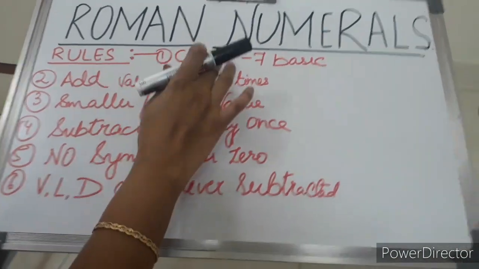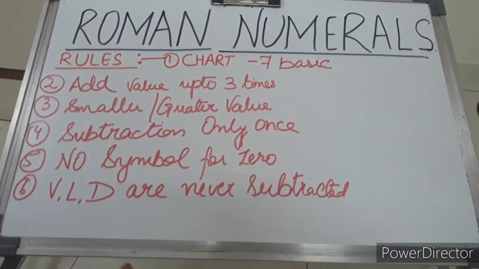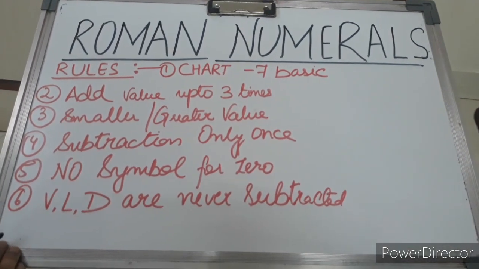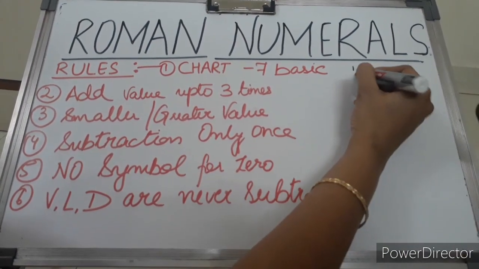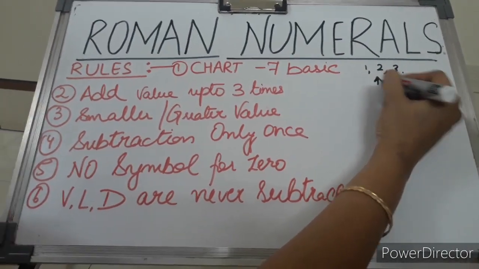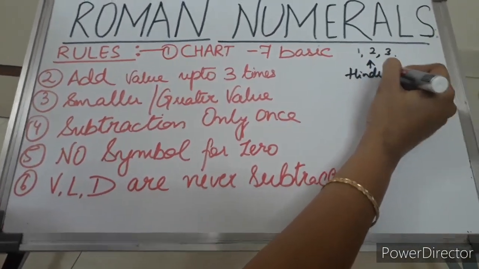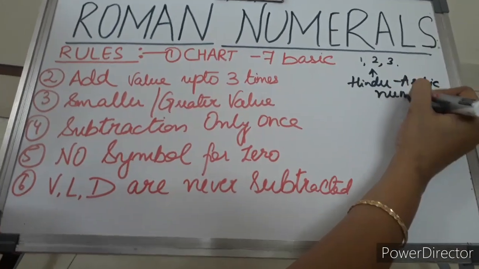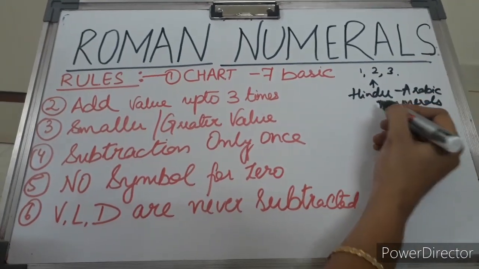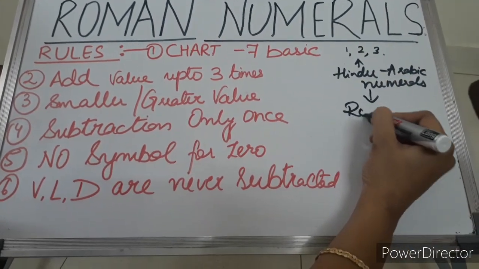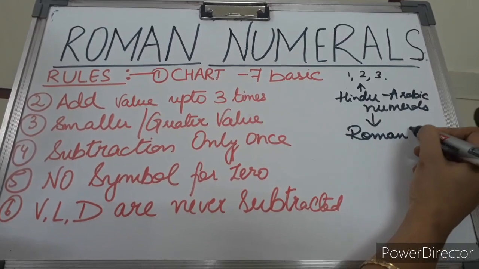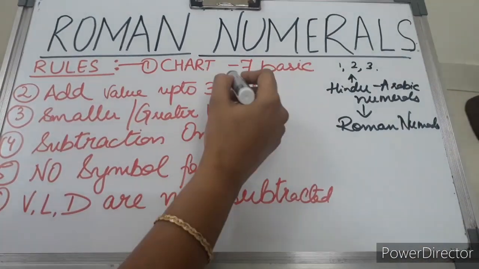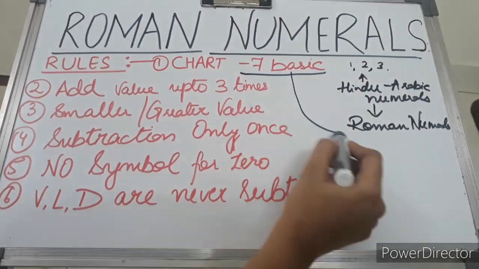First we have a basic chart, the 7 basic rules which we need to remember every time we solve a question on Roman numerals. See, 1, 2, 3, all these are known as Hindu-Arabic numerals, and for them some Roman numerals are given with certain rules. So what are the 7 basic rules that we will see.